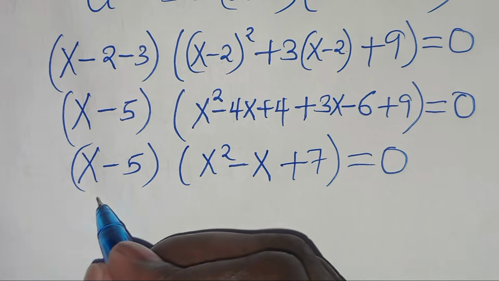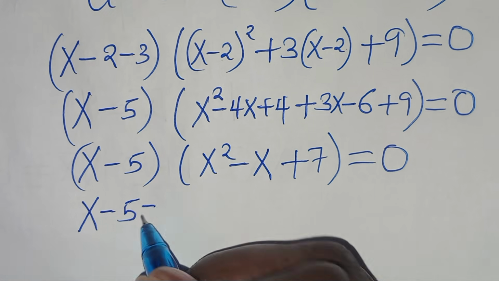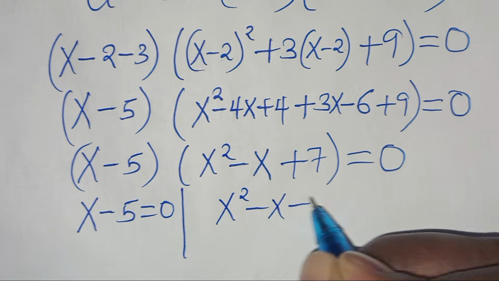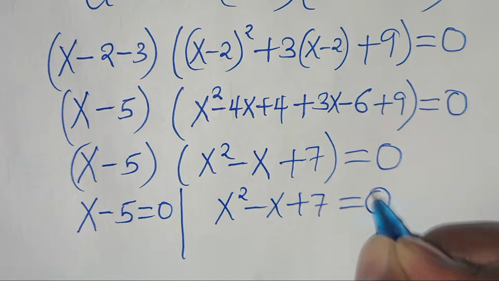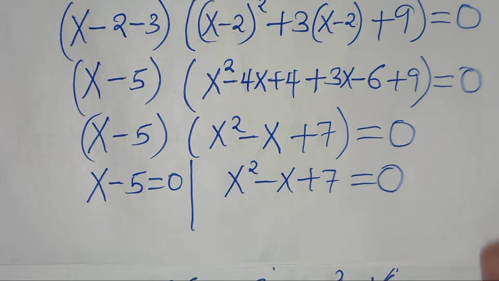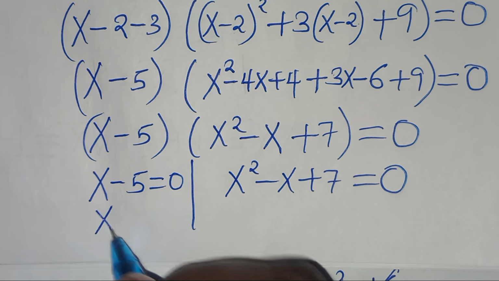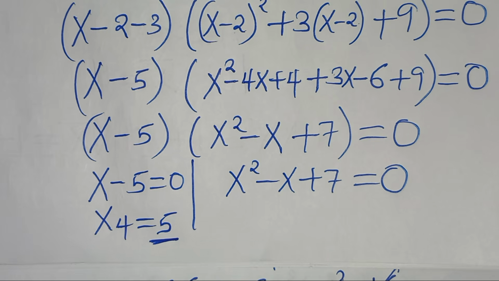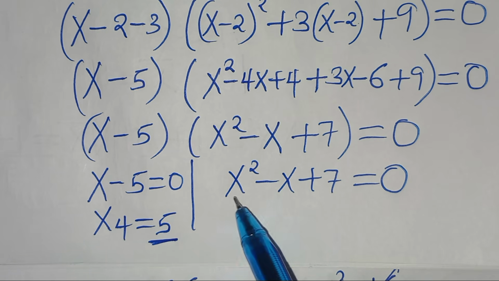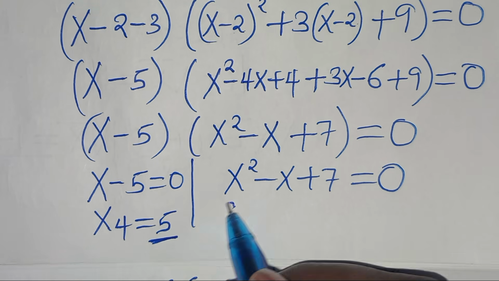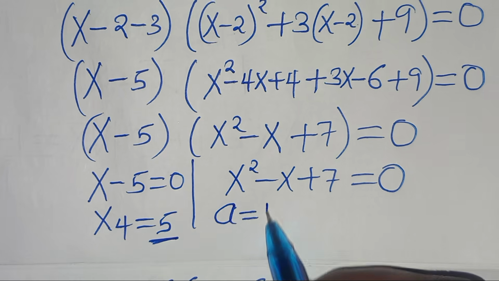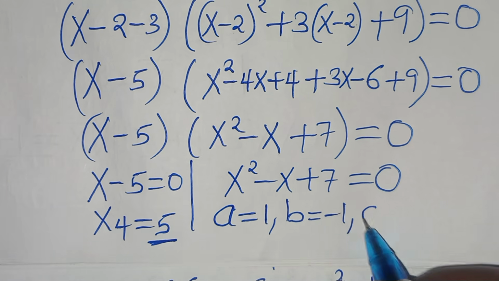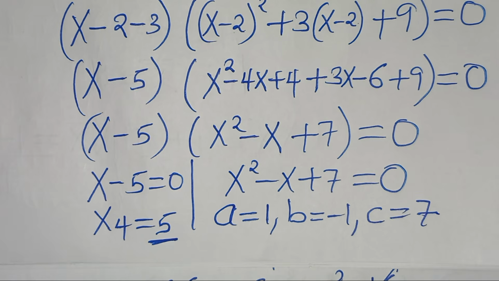So we have two parts here. We have x minus 5. This is equal to 0. And x to the power of 2 minus x plus 7. This is equal to 0. So we have x1. This is x4. This is equal to 5. This is the second real solution that we have. And the second part here, this is the quadratic equation where we have a is equal to 1, b is equal to minus 1, and c is equal to 7.